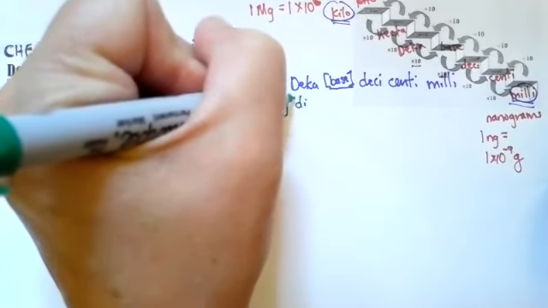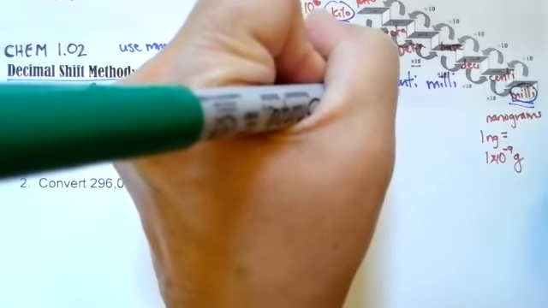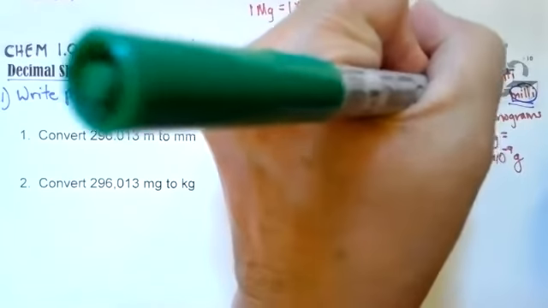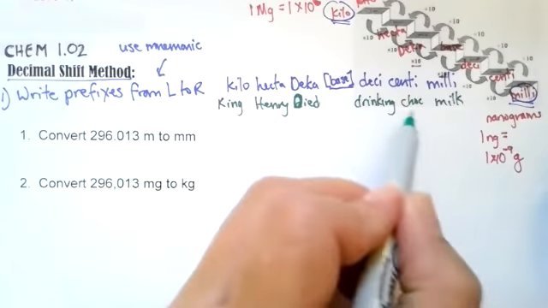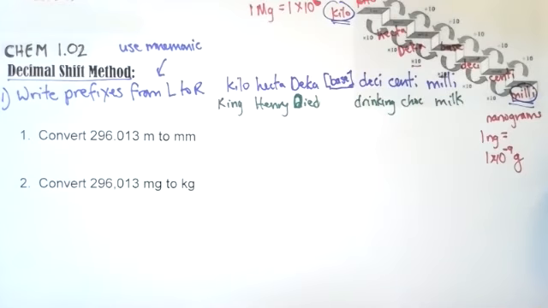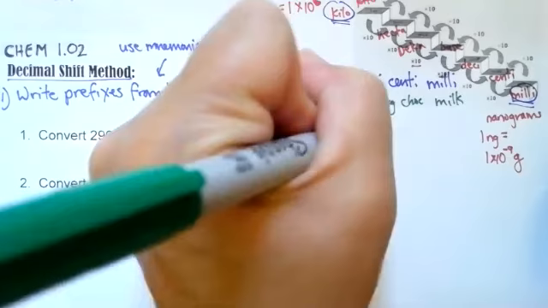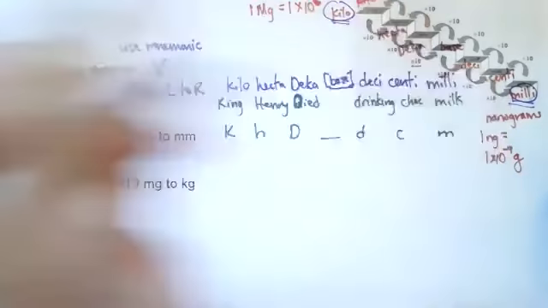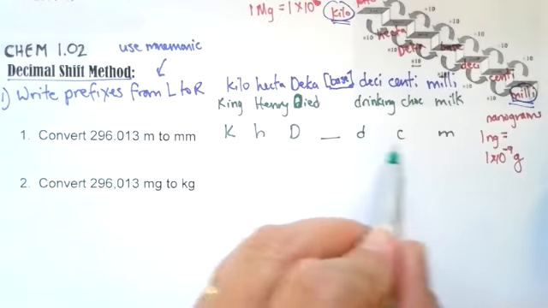And that mnemonic is King Henry died. Let's do a capital D there. King Henry died, pause, drinking chocolate milk. And that helps you remember your KHD, pause, DCM. So if you don't want to write the whole thing out, you can just do KHD, pause, DCM.